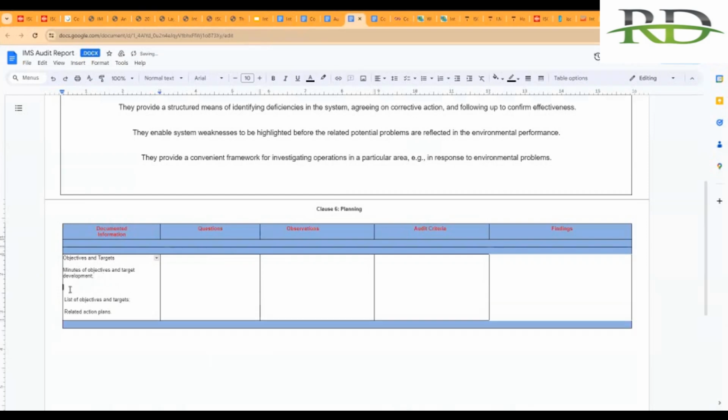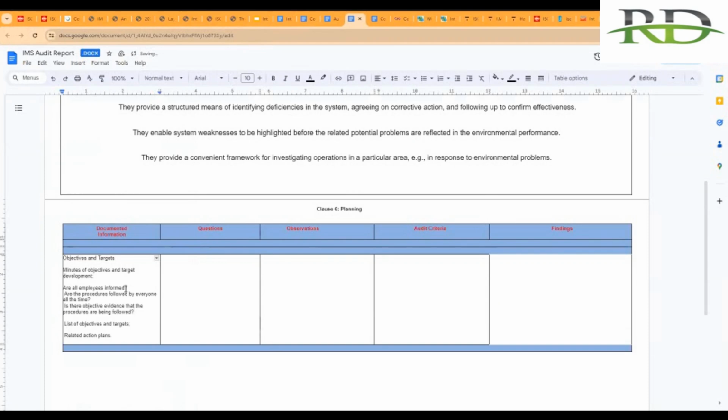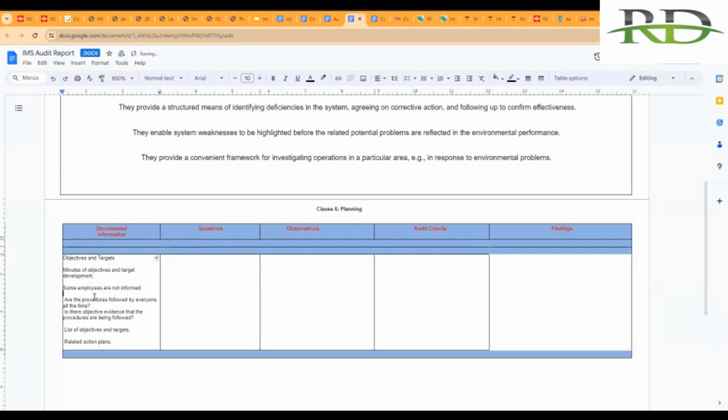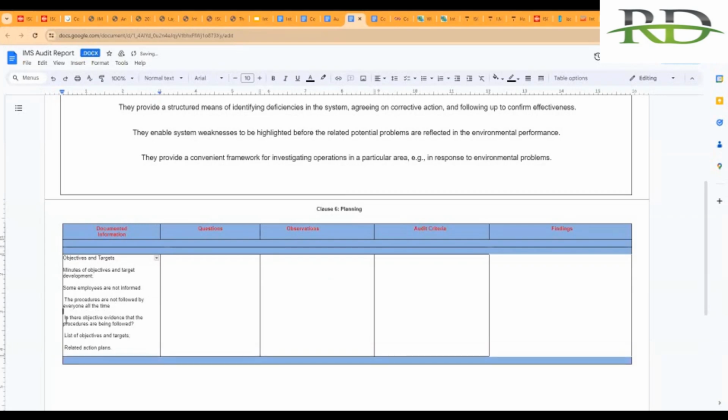So I'm going to say, for your minutes of IMS objectives, this is what I found. I'm going to say some employees are not informed. Always remember, when you are writing in an audit report, you should know your audience. And then I'm going to say the procedures are not followed by everyone all the time. You see, because the audit report is going to be the beginning of corrective action.